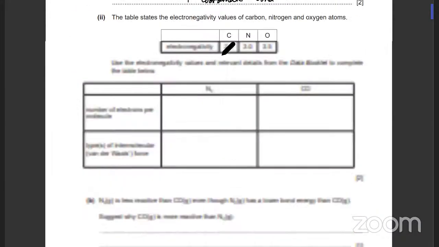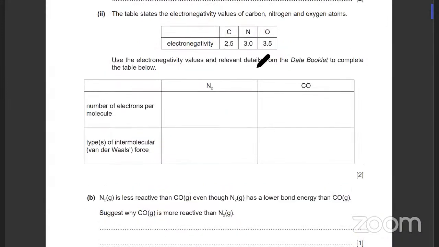Next, use the electronegativity values and relevant details from the data booklet to complete the table. The number of electrons per molecule: nitrogen has 7, the other nitrogen has 7, that's 14 electrons. In the carbon monoxide molecule, carbon has 6 and oxygen has 8, so that is also 14 electrons.